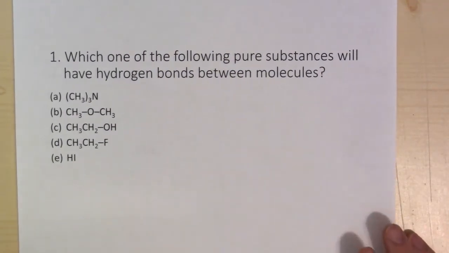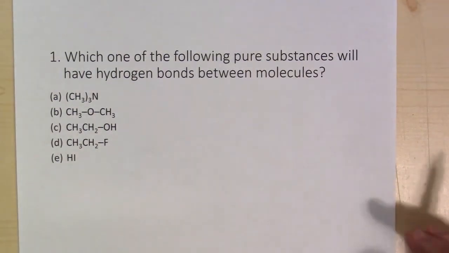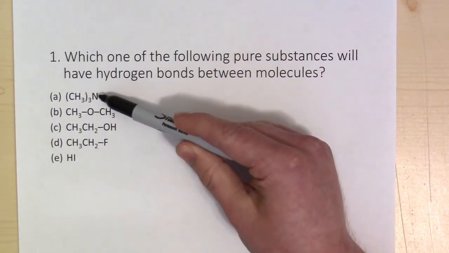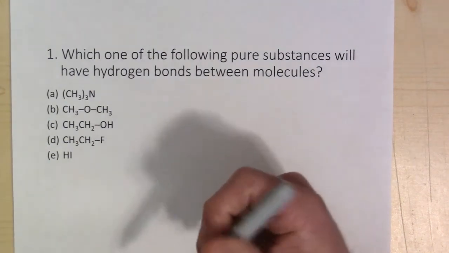The first question in the handout was, which one of the following pure substances will have hydrogen bonds between molecules? So the key words there are pure substances, so that's going to be hydrogen bonds just between only these molecules for each of the various choices.